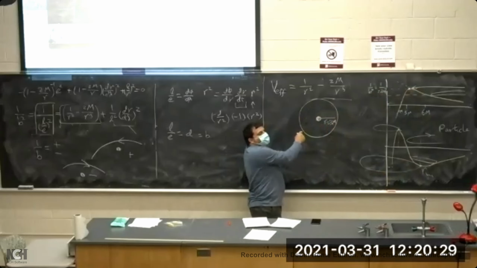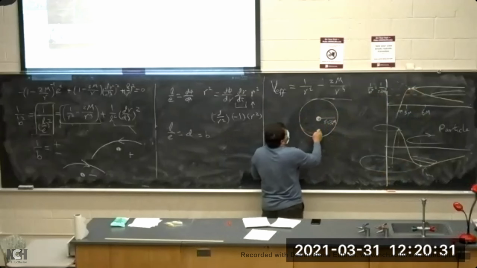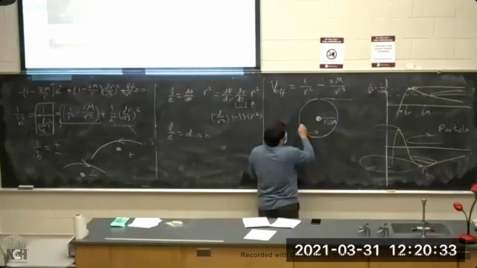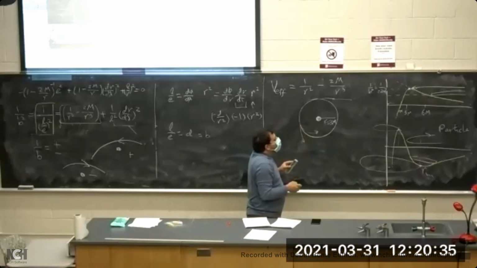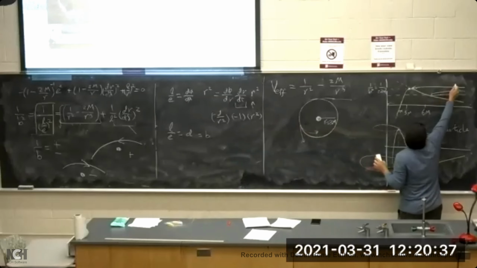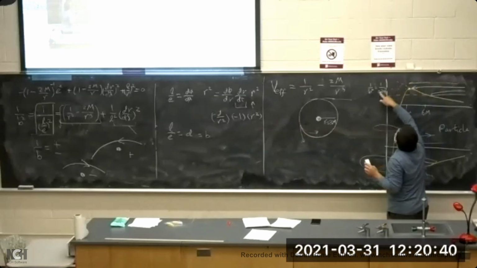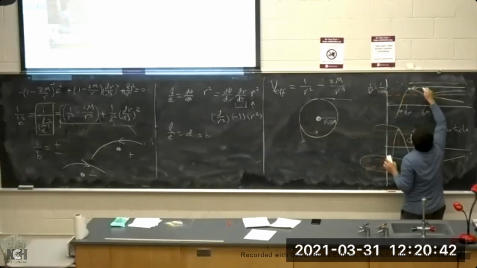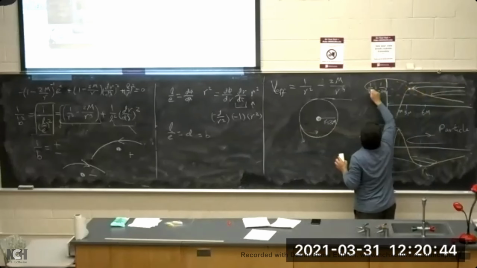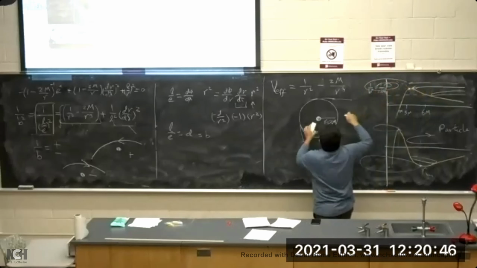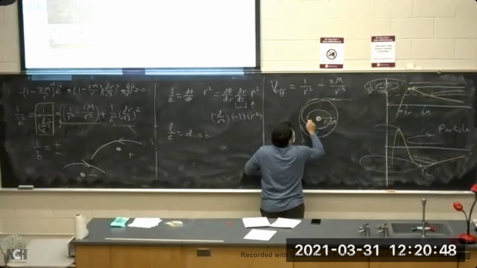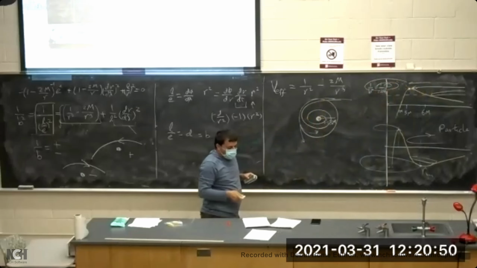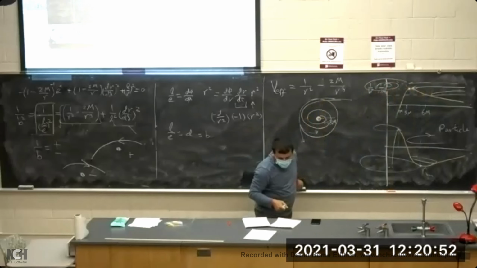Any small perturbation, maybe it will be captured or will scatter again. Any light ray that comes with 1 over b squared more than this value will start rotating and be captured by this potential source. Yes.